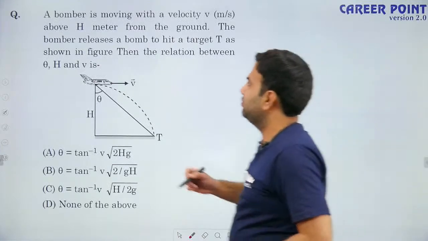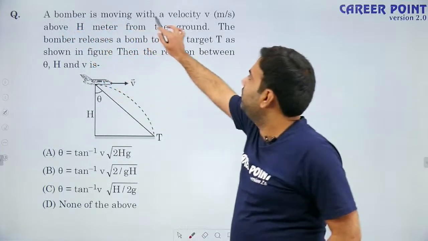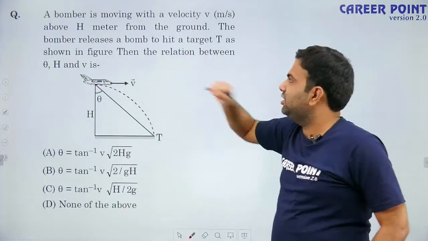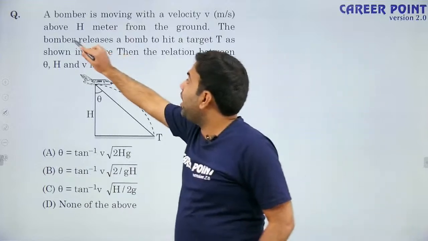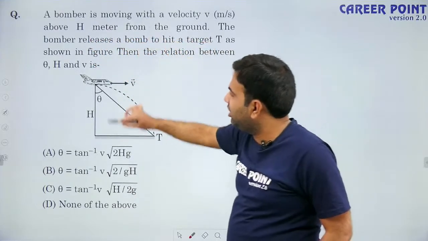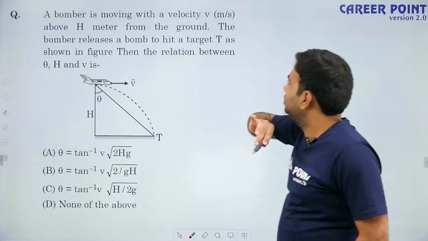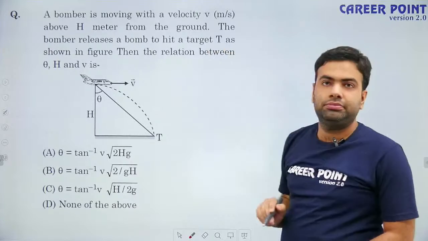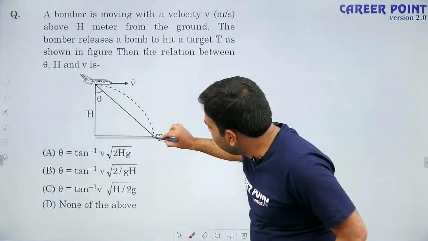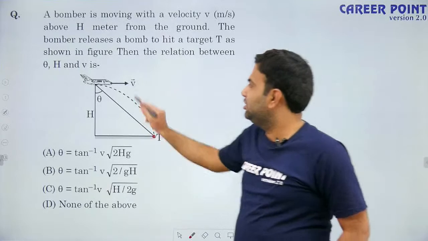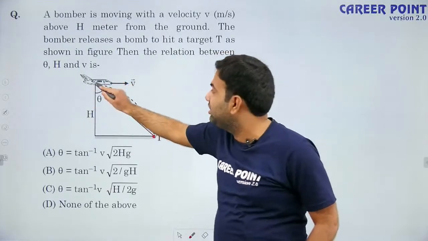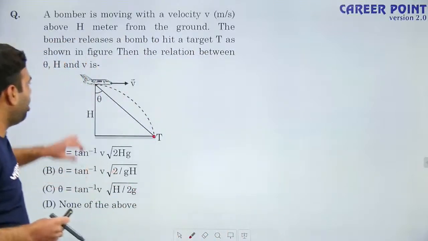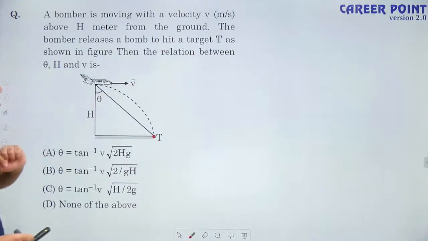See this example. A bomber is moving with a velocity v. This plane is moving with a velocity v in the direction as shown, about h meter from the ground. The height of this plane is h from the ground. The bomber releases a bomb to hit the target T. See, the target is here, but this bomber is releasing the bomb at this location. Why is this bomber releasing the bomb at this location? Why not at this location?